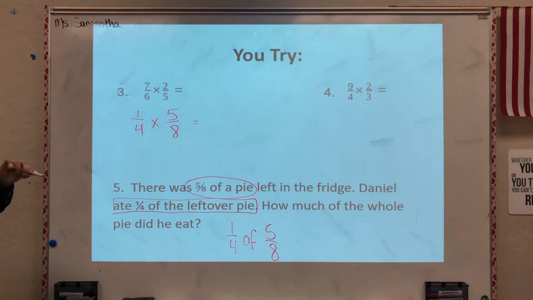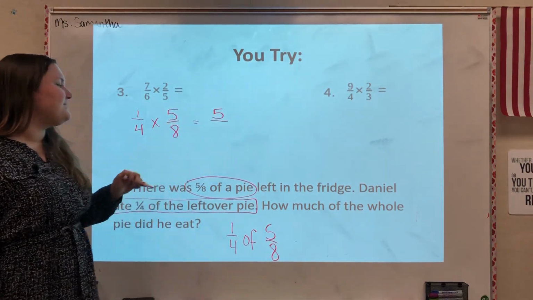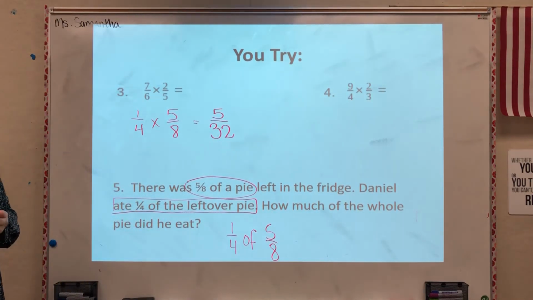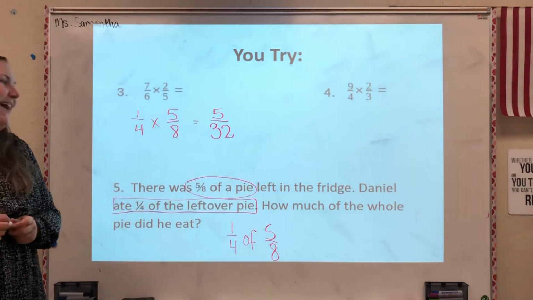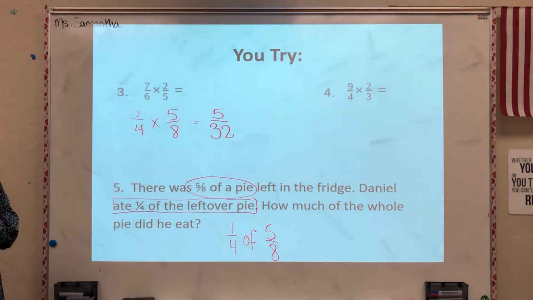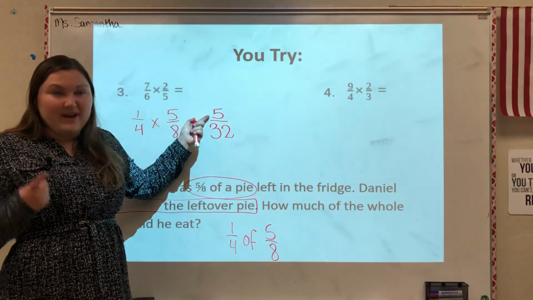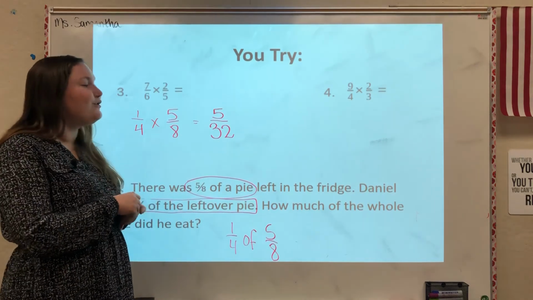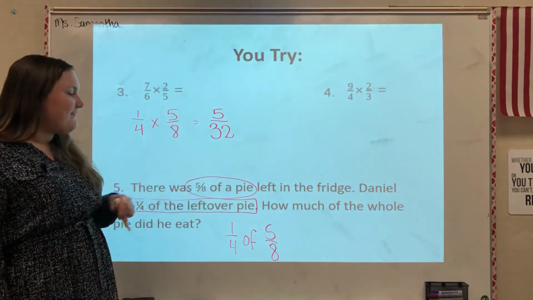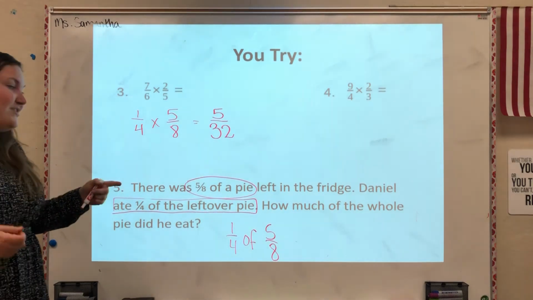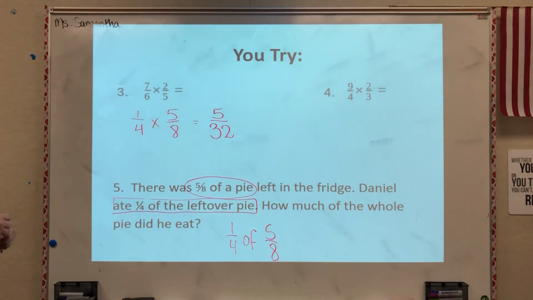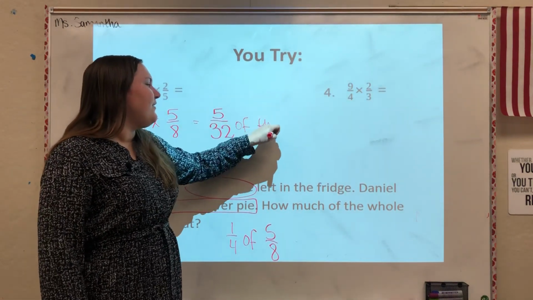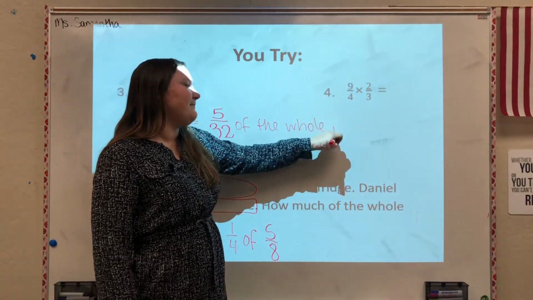When I multiply my numerators together, I get 5. When I multiply my denominators together, I get 32. 5/32. There is nothing you can simplify that one by. The only number you can divide both of those by is 1. If you tried, the only things you can divide 5 by are 1 and 5. 5 we can't divide 32 by. So that's a clue that you can't simplify it. That would be my final answer. I would want to put some words with it. The question asked how much of the whole pie did he eat? So I would say he ate 5/32 of the whole pie.